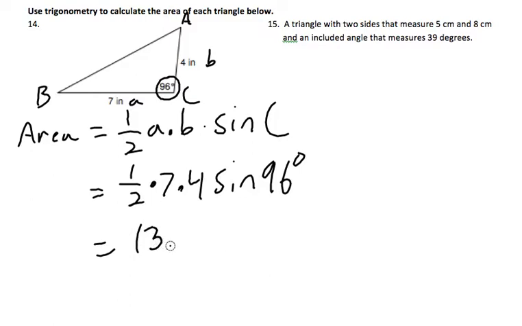If you multiply all this out, what you should get is an approximate area of 13.923. Smiley face. So that's just area of a triangle.